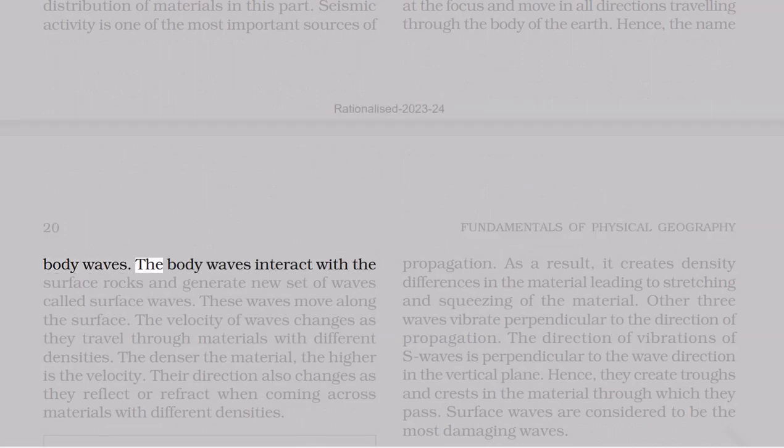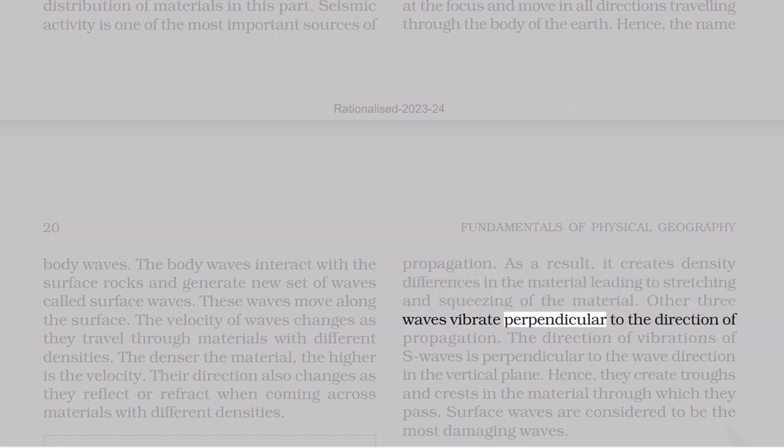Body waves interact with the surface rocks and generate a new set of waves called surface waves. These waves move along the surface. The velocity of waves changes as they travel through materials with different densities. The denser the material, the higher is the velocity. Their direction also changes as they reflect or refract when coming across materials with different densities. As a result, it creates density differences in the material leading to stretching and squeezing of the material.